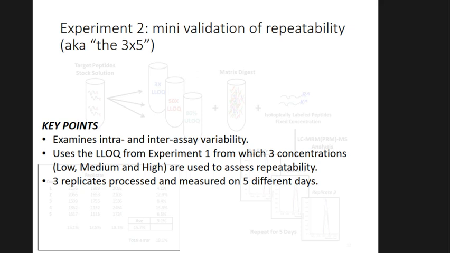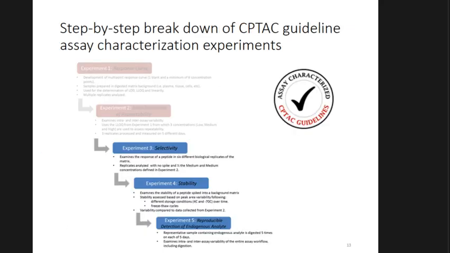And then finally, because you're doing 3 replicates and waiting to measure them on separate days, you get an idea for how stable the standard is. And you're hoping that the standard is going to be representative of how stable your endogenous analyte is in your sample. So experiment 2 gave us kind of an overview of different problems our experiment might have.